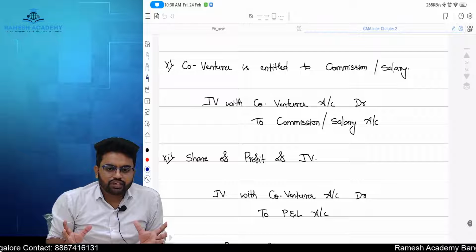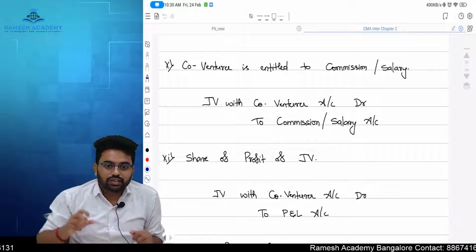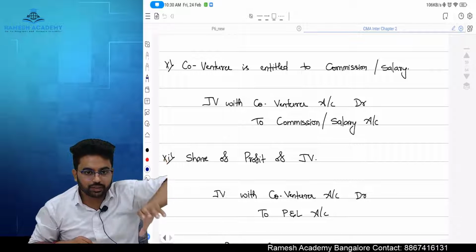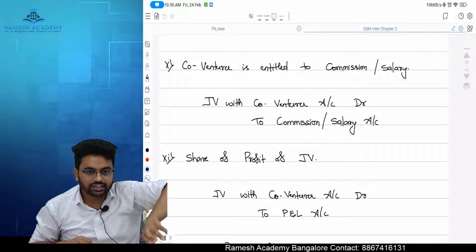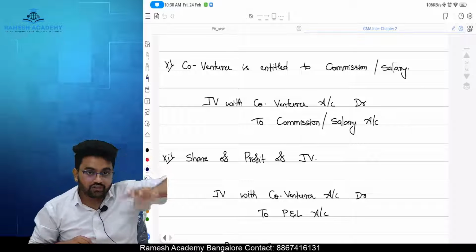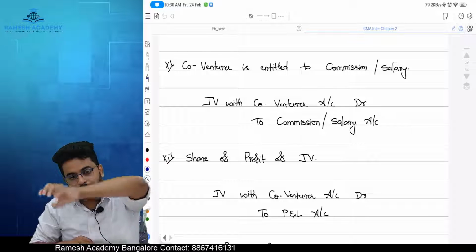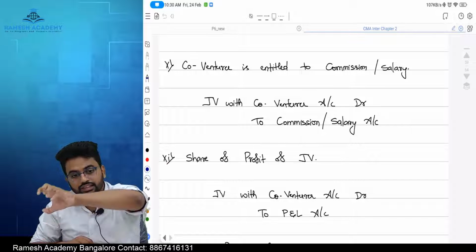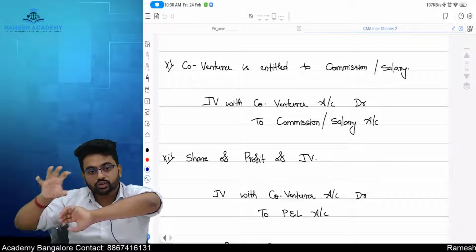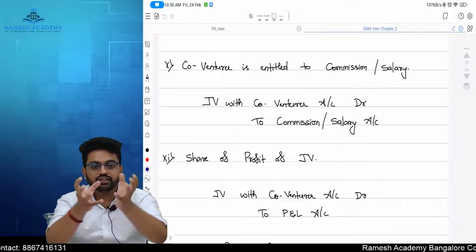Share of profit of joint venture, how we are going to arrive at it, sir? After preparation of a memorandum. In the memorandum, we will take all the expenses spent by us on the debit side, all the incomes received by us on the credit side, along with all the expenses spent by other co-venturers and all the incomes received by other co-venturers. Together, credit minus debit, we will find out profit.